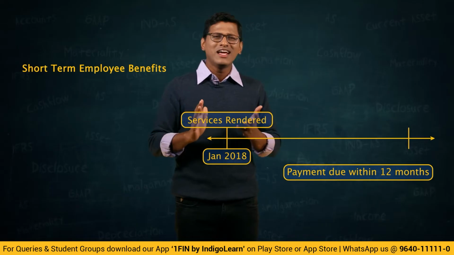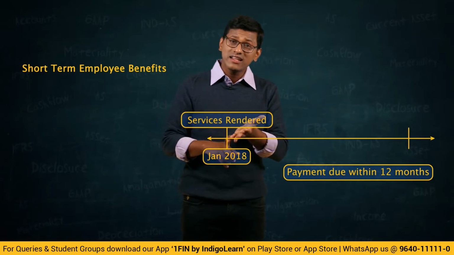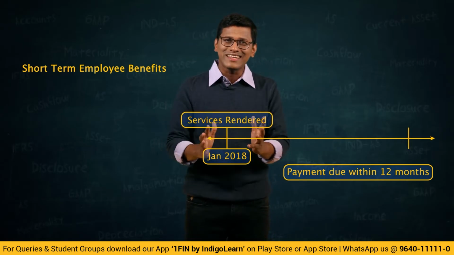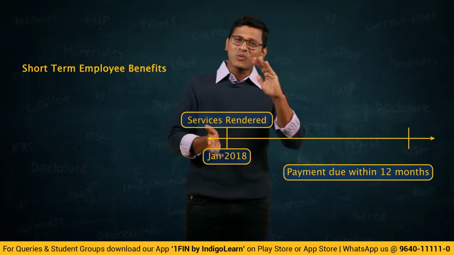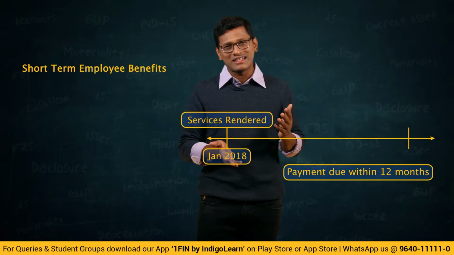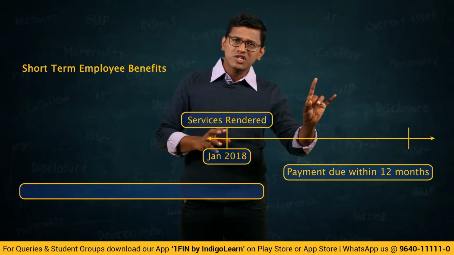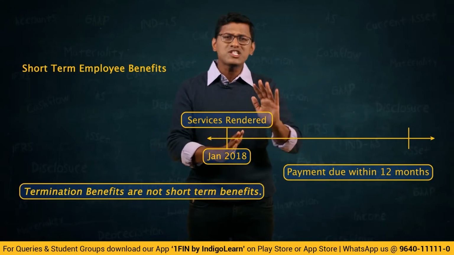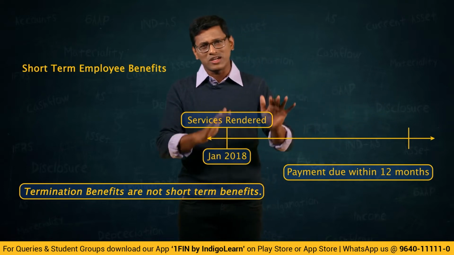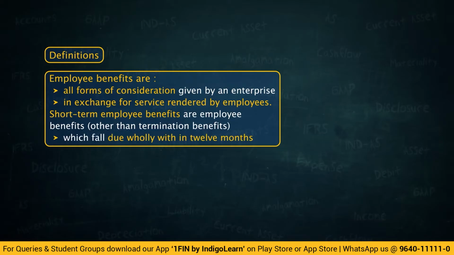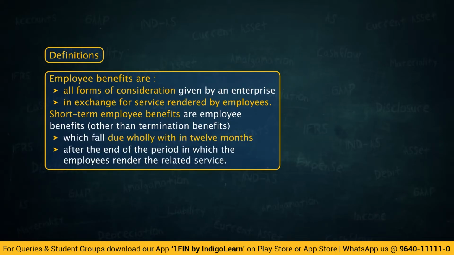But just bear this in mind, it's not salary alone. It could be salary, it could be some leave encashments, it could be some bonuses, it could be different things. What you have to see is whether such payments are due within 12 months from the time when the service is rendered. Now, friends, one other point is, if there are any termination benefits, those termination benefits will not be included here. What are termination benefits? We will talk about that later, but they will not be included here. Now let us look at the definition. Short-term employee benefits are employee benefits other than termination benefits which fall due wholly within 12 months after the end of the period in which employees render the related service.